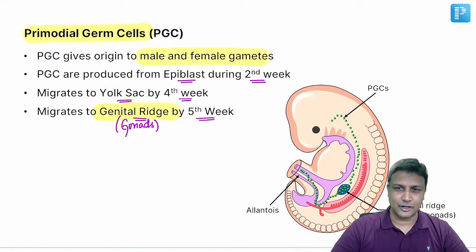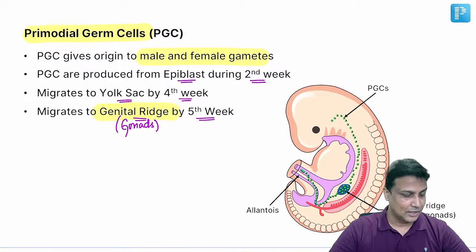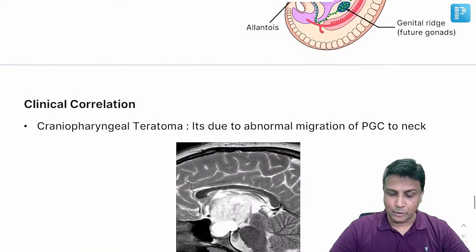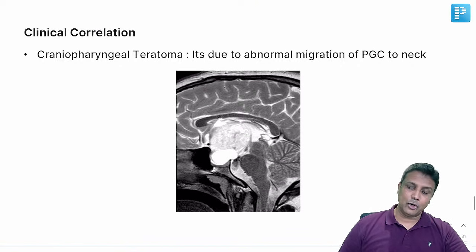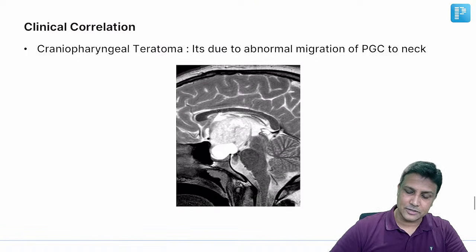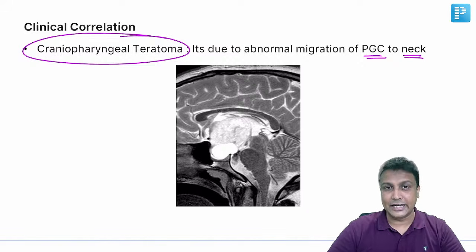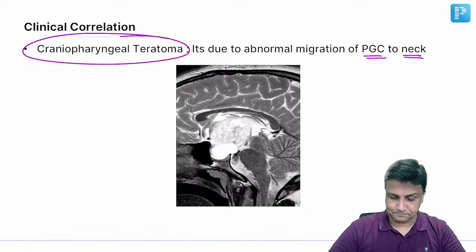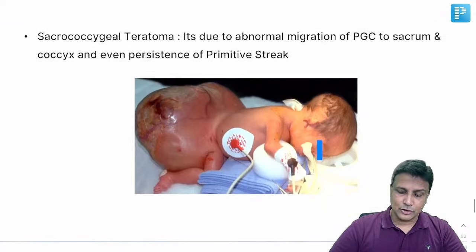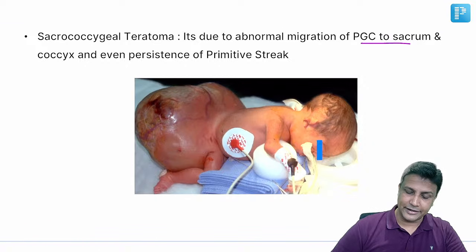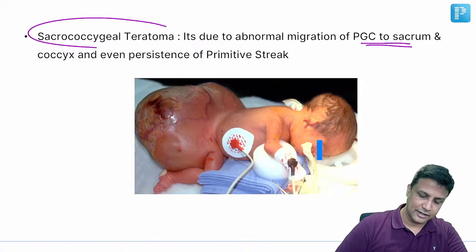Now, sometimes what will be happening here? This is the normal migration. Thank God, like this, it happened in your body and my body, and we are normal people. In some unfortunate babies, there will be abnormal migration of primordial germ cells to the neck. It will lead to craniopharyngeal teratoma. Similarly, if it is going to abnormally migrate to the sacrum, then it will lead to sacrococcygeal teratoma.